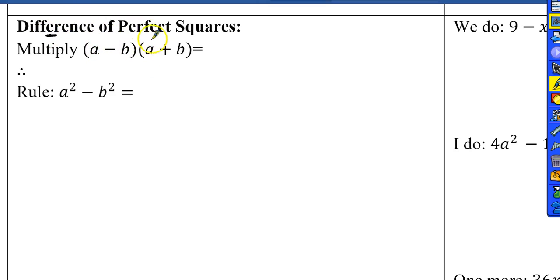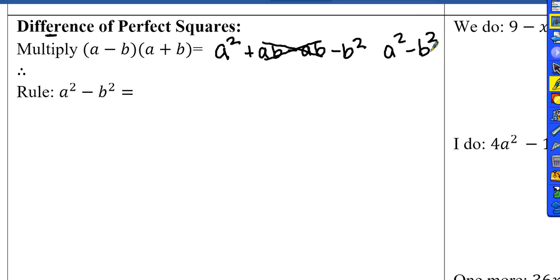So let's multiply, because multiplication is the opposite of factoring. Factoring is division. Multiply. A times A, A squared. A times B, AB. Come back. Negative B times A, negative AB. And then negative B times positive B, negative B squared. And what happens to these center terms? They cancel each other out, which leaves you with A squared minus B squared. And the first number's a square, and the last number's a square, and you're subtracting them.